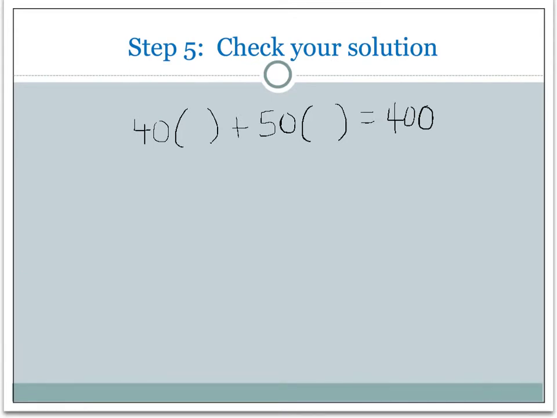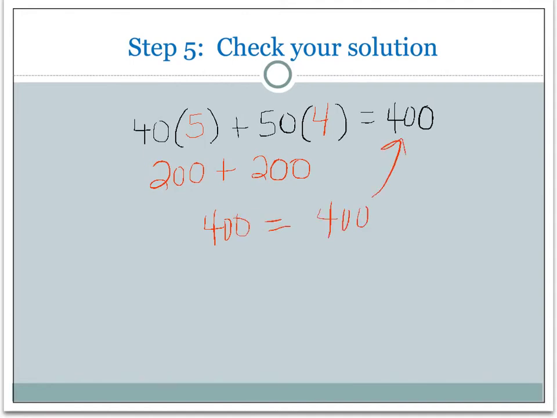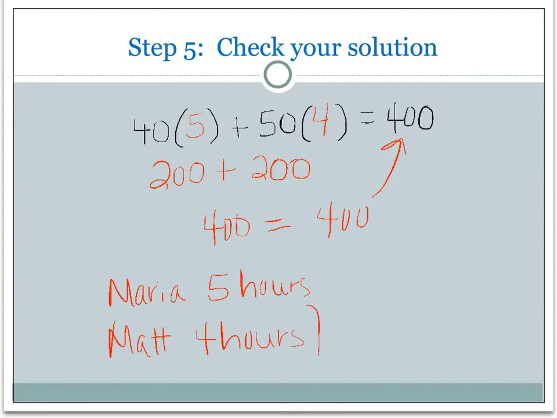So Maria travels 40 kilometers per hour and it takes her 5 hours. Matt travels 50 kilometers per hour and it takes him 4 hours. And for them to be 400 kilometers apart, let's check to see if this works. 40 times 5 is 200. And 50 times 4 is also 200, and we know that 200 plus 200 is 400, and that's what we wanted it to equal. So we know that Maria travels 5 hours, and Matt travels 4 hours. And we know that information, but this is the information that they were asking us for.